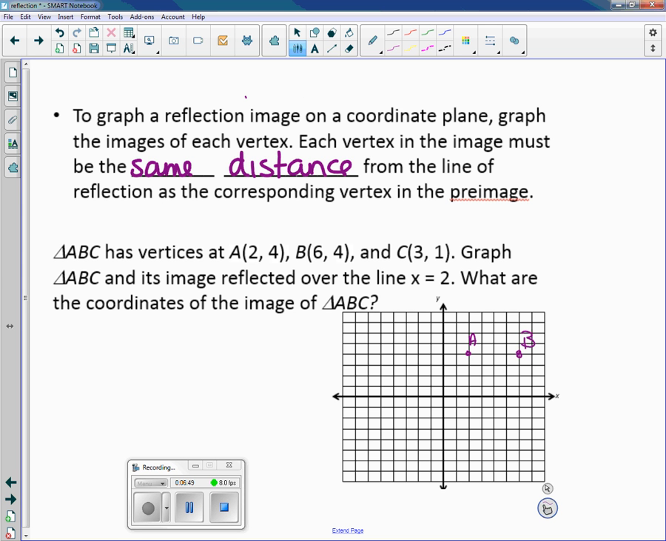And C is at 3, 1. Okay? Now, we are going to reflect this over x equals 2. Now, let's look at this. X equals 2 is right here, and I've said x equals 2. So that means my line needs to only go through the x.